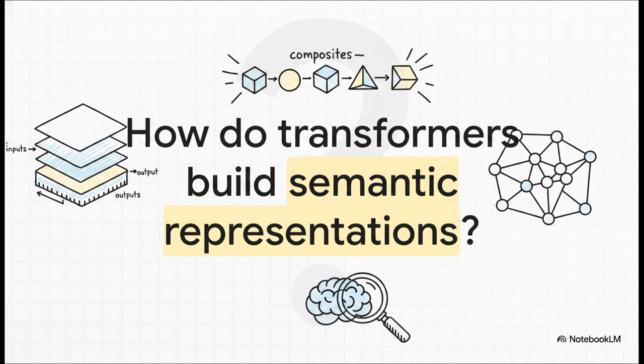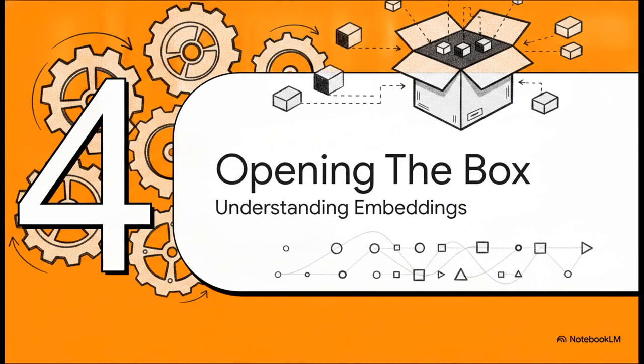But this brings us to the most important question of this entire explainer. How do transformers build representations? I mean, how exactly are they building these semantic representations of composites to pull off these incredible feats? Well, let's find out. Section 4. Opening the box. It's time to understand embeddings.